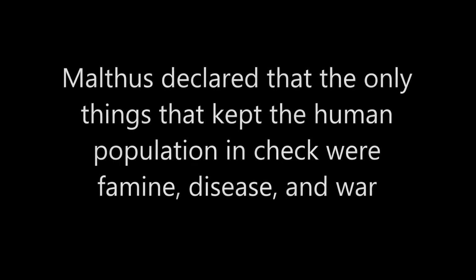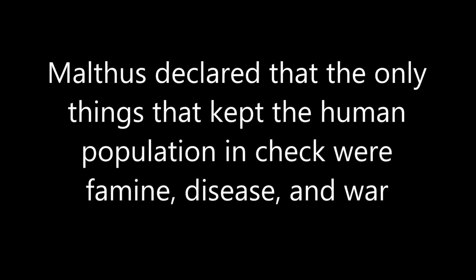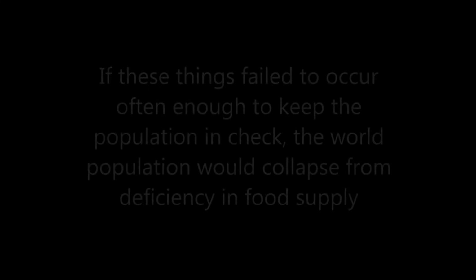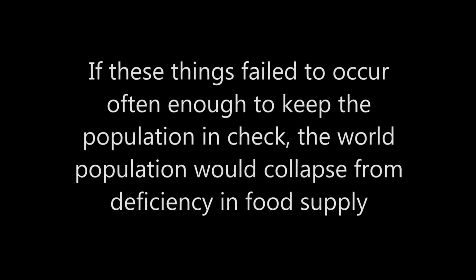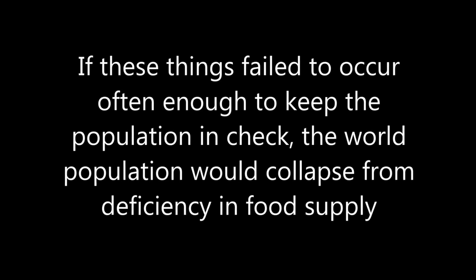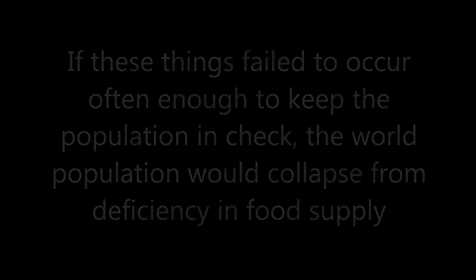Malthus declared that the only things that kept the human population in check were famine, disease, and war. If these things failed to occur often enough to keep the population in check, the world's population would collapse from deficiency in food supply.